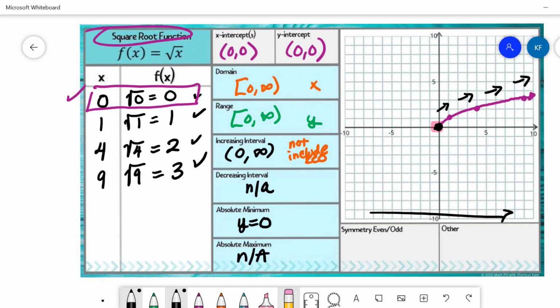And then we're going to look at even and odd, which is the symmetry. So symmetry, in just the most basic idea, is folding across axes. And if you look here, if you fold across the y-axis, there won't be any symmetry across the y-axis. And there won't be any symmetry with the two folds going this way and this way. So this has none. There is no symmetry. And then we don't have to worry about other. So that is the square root function.